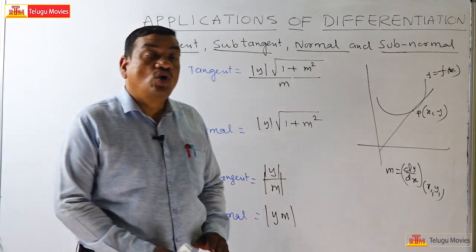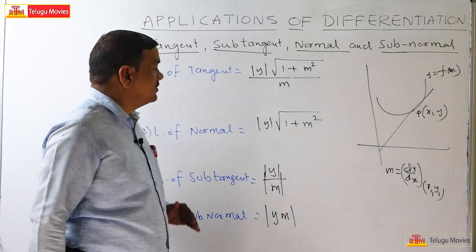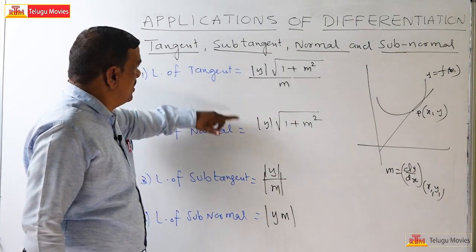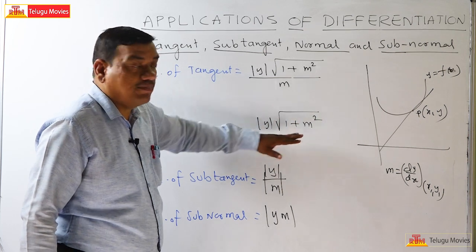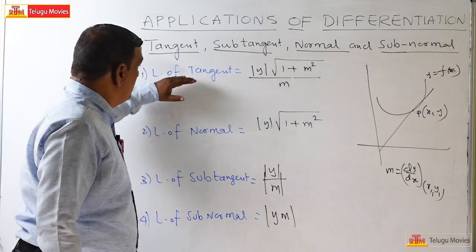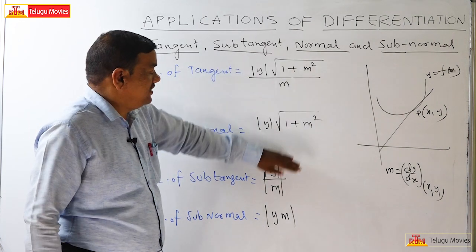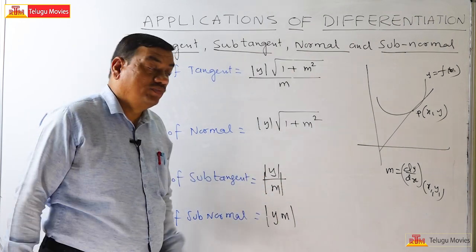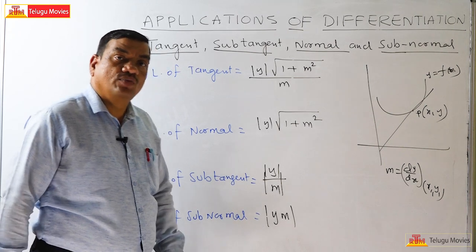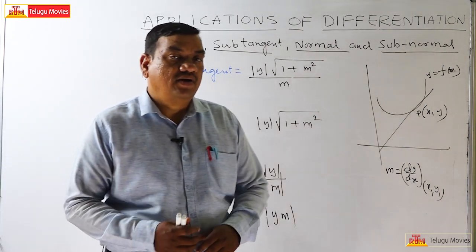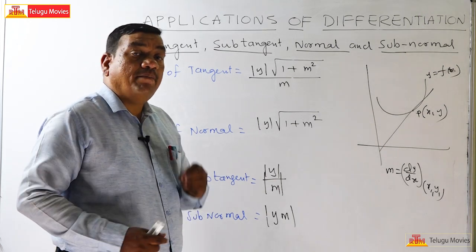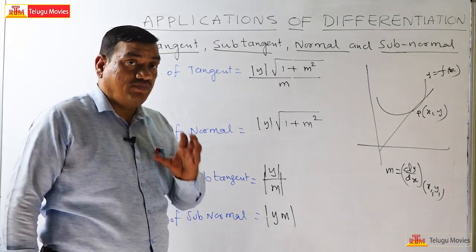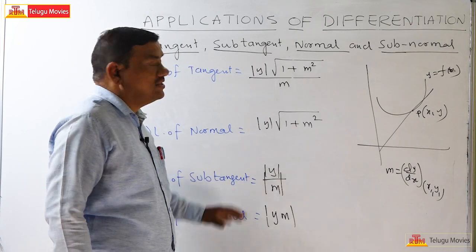I hope that you understand these formulas. Then how to remember them? For the tangent and normal, m will be there, divided by m for the tangent, not for the normal. For the subtangent and subnormal, the root won't be there: y by m, y into m. Like that you can remember these formulas. So let us see some basic problems based on these concepts.